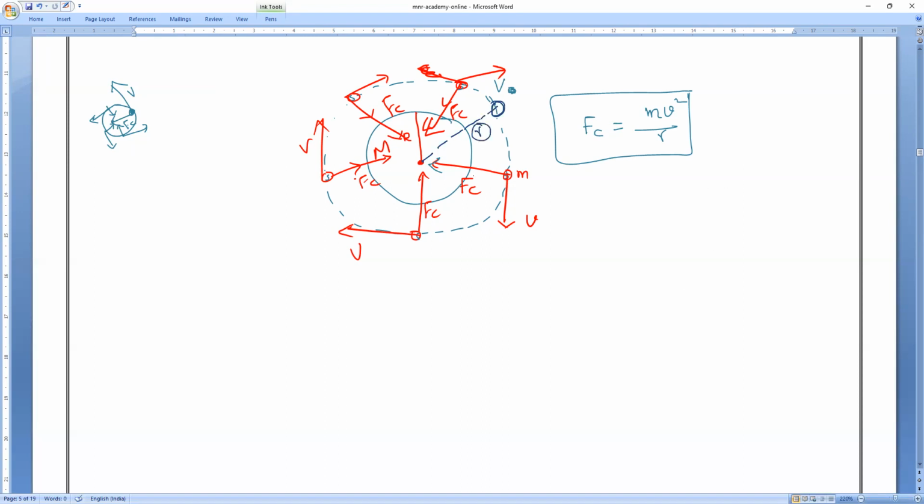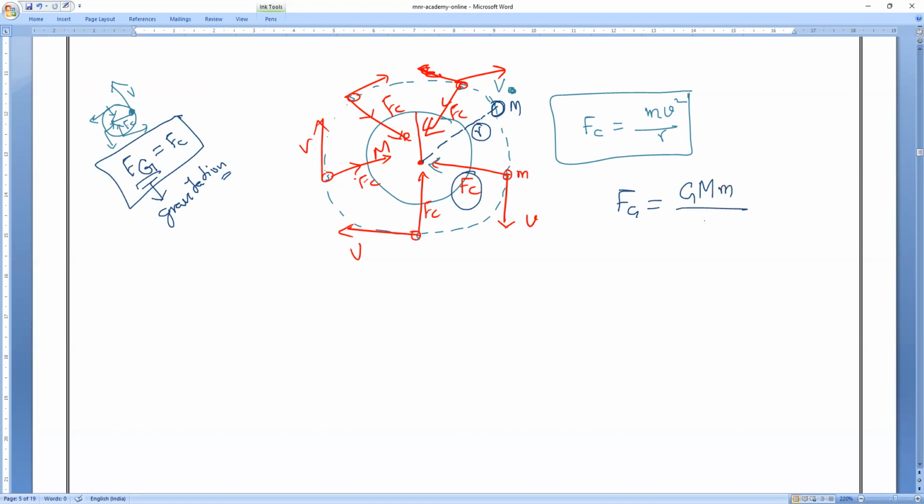So now we all know that centripetal force is caused by some force. That force is named in this chapter. What is that force, everybody? Centripetal force is equal to the force of gravitation. So what is the gravitational force between these two bodies, the satellite and the Earth? The force of attraction is equal to capital G into mass of the Earth into mass of the satellite divided by the square of the distance between them. Do you remember, everybody? Yes or no, guys?